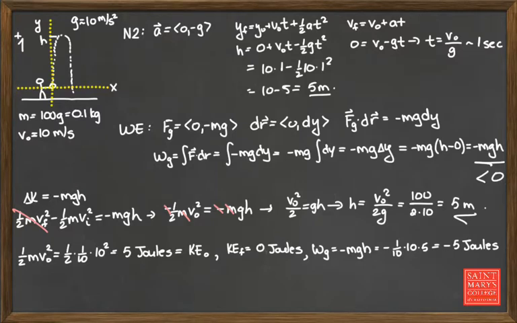Again, if I were to write it out using the work-energy theorem, since delta K equals the work done, delta K is just the final kinetic energy minus the initial kinetic energy equals the work done, in this case by gravity.